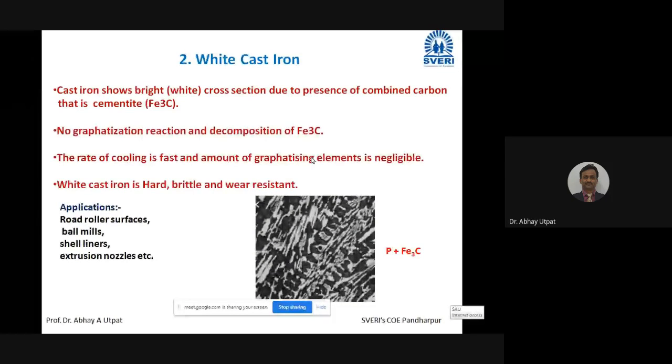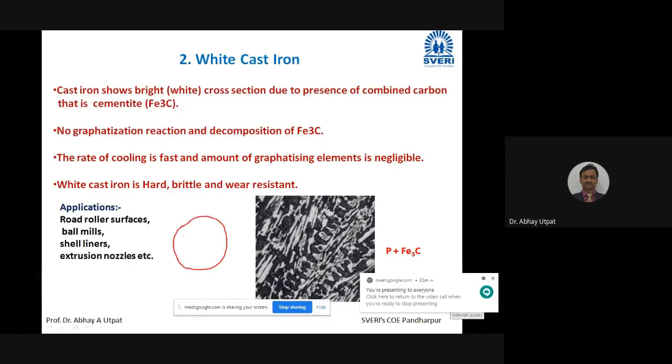Now see the microstructure. I will explain how to draw. It has pearlite plus cementite. So there is no free carbon. A dendritic structure is observed. See, are you able to see my cursor? Okay. This whitish part is cementite and the blackish part is pearlite. So how to draw it in a simple way? I will explain here. Start drawing.